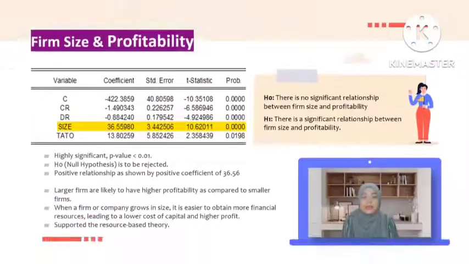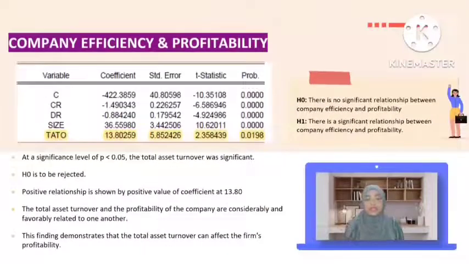Then, for the firm size, H0 is to be rejected, but it has a positive relationship between the firm size and the firm's profitability. Basically, the larger firms have a higher profitability as compared to the smaller firms. For the company efficiency, at the significance level of p-value lesser than 0.05, it shows that the total asset turnover was significant and the H0 must be rejected. It shows a positive coefficient of 30.80, and the total asset turnover and profitability are considerably and favorably related to one another.